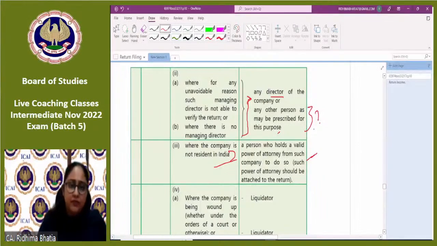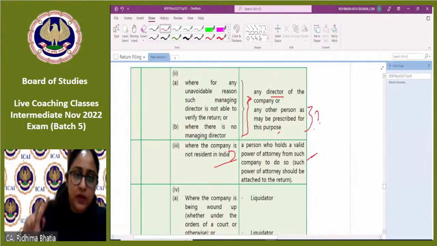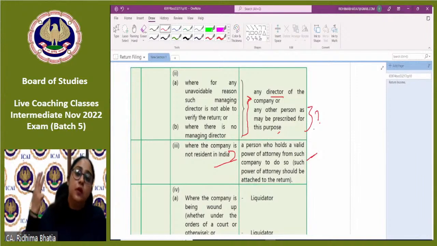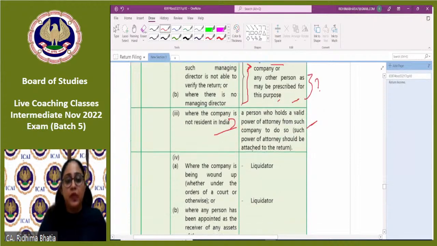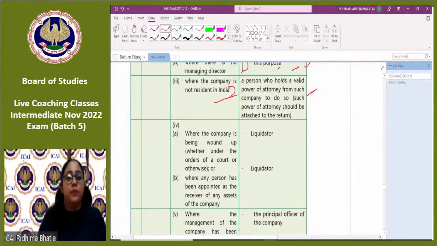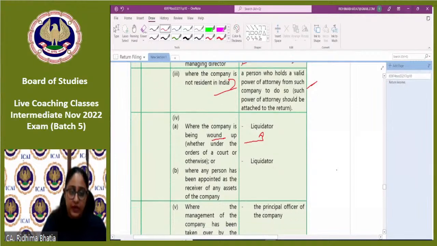So आपको basic prima facie याद रखना है. HUF में Karta not available, any member. Company में managing director not available, no managing director, then any director or any other person prescribed. What is this? We'll come to that. ठीक है. If company has gone into liquidation, company wound up होने वाला है, कंपनी का liquidation process start हो चुका है, then liquidator will verify the return. ठीक है. The liquidator will verify the return.